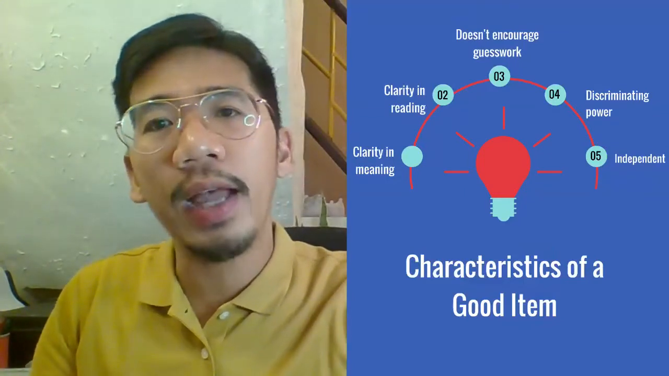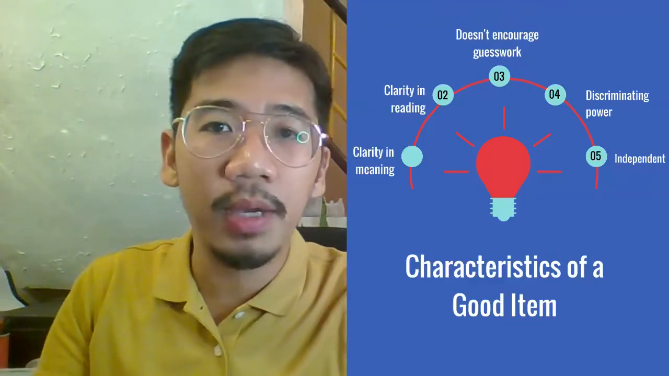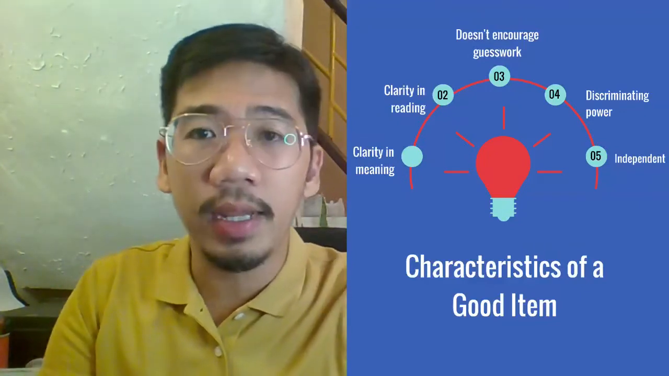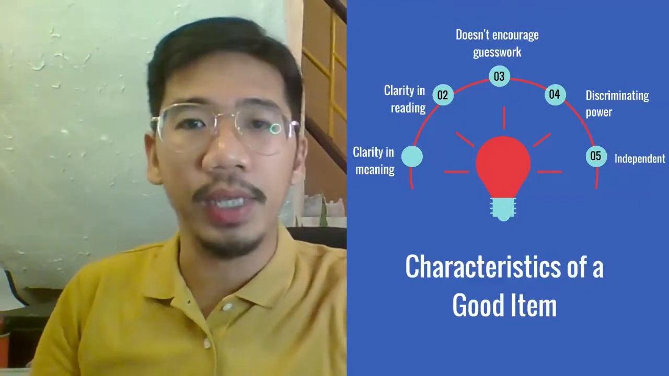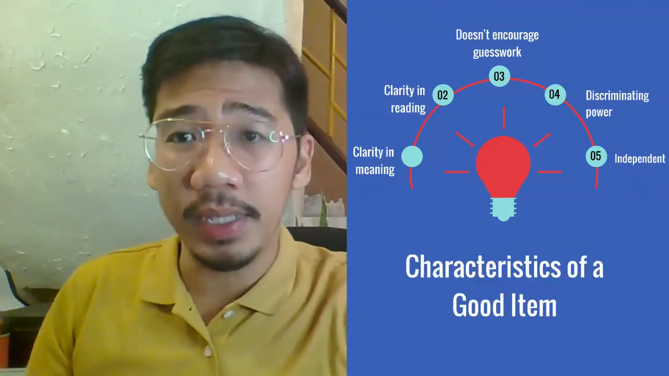Now, it must also have discriminating power. That is, it must clearly distinguish between those who possess the trait and those who do not possess the trait, and they should be independent from each other.